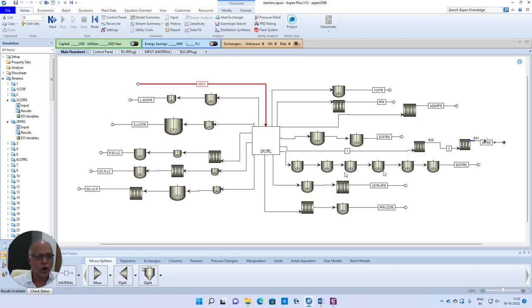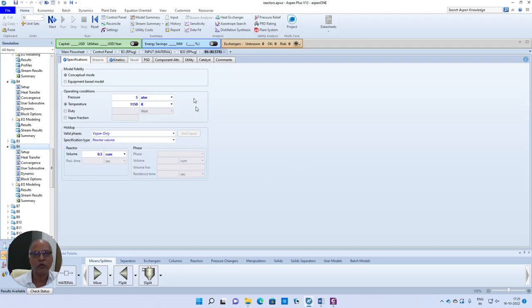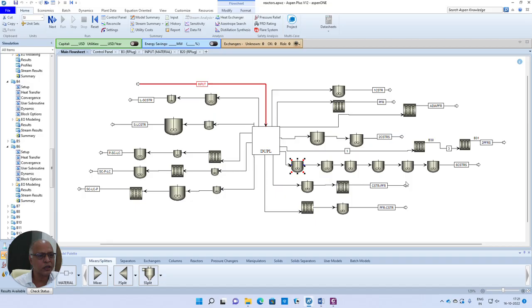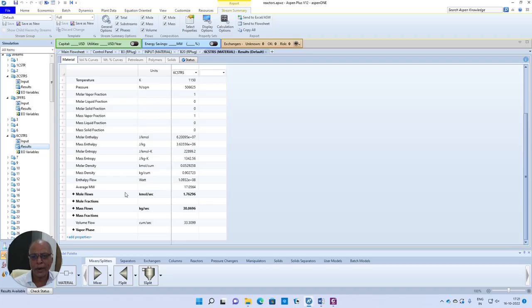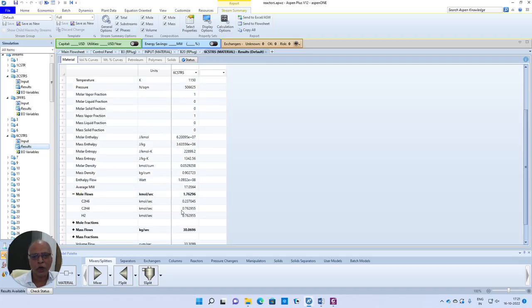Now what I have done is, I have connected 6 CSTRs in series, each of them having a volume of 0.5. So the total volume of all these 6 reactors is similar to the 3 cubic meter volume, equivalent to the volume of 1 CSTR. What do you expect the conversion here to be? So it is going to be better and better. So we got a conversion of about 76%.